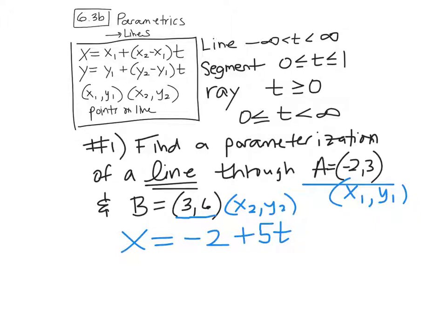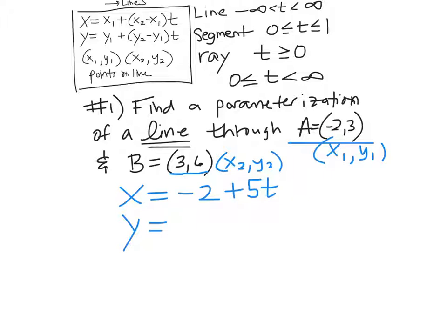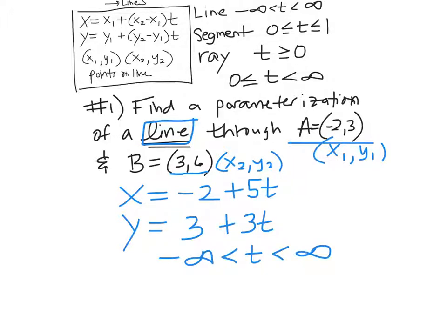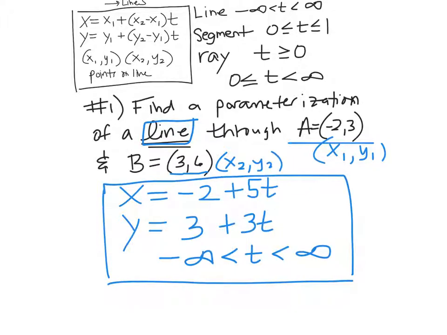All right, now let's find y. Y would then equal, take y1, always take this first point, so it's going to be 3, and then take the difference of the y's. 6 minus 3 would be 3t, and that would be worth 2 points, but the question's going to be worth 3, because then I need you to tell me what t is. This is a line, so t would be from -infinity to infinity. And there it is. That's the parameterization for the line that goes through those 2 points.